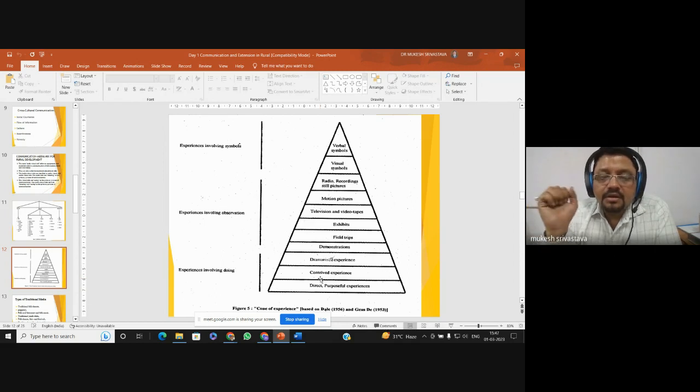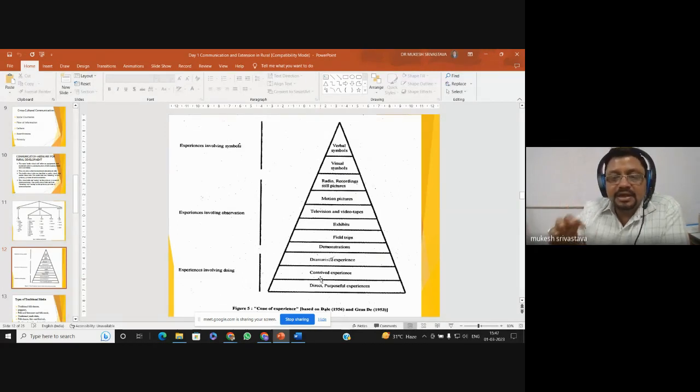That means they actually are not participating. They are just observing what is happening in that particular movie, or in that radio recording, or in the television program, or in some exhibition. So this is called non-participatory observation. They are not participating, but just observing from outside and getting some experience out of those activities. The knowledge they generate from them is a little bit higher than the experiences of symbol.